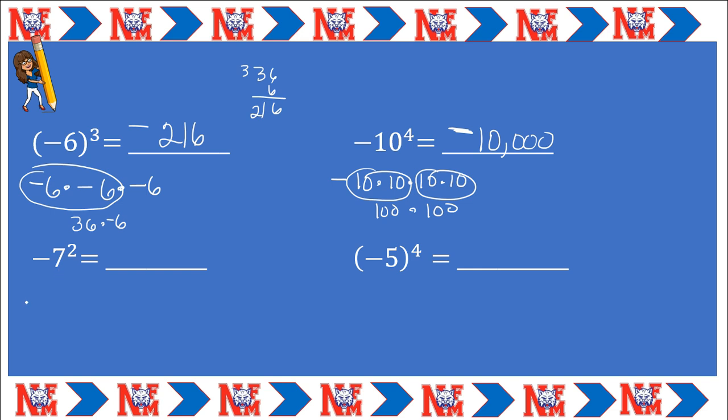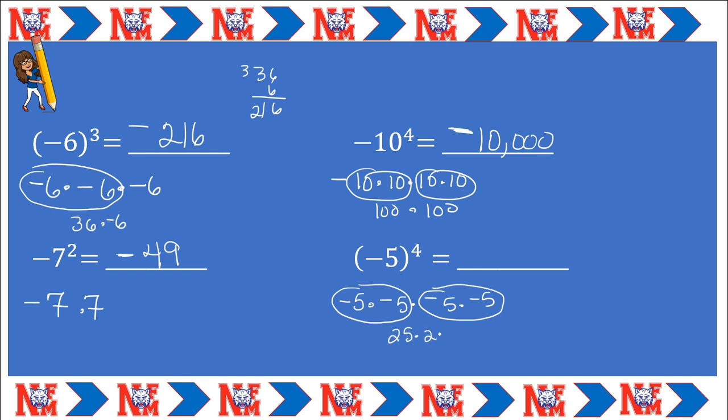Our next problem, our base is 7. The negative is not part of the 7, is not part of the base, so we only expand the 7, and we have the negative out front, and we get -49. Our last problem, the -5 is your base, so the negative is part of the base. And then we're going to multiply. Again, I like to pair up factors, and we get +25 times +25, which gives us a total of +625.